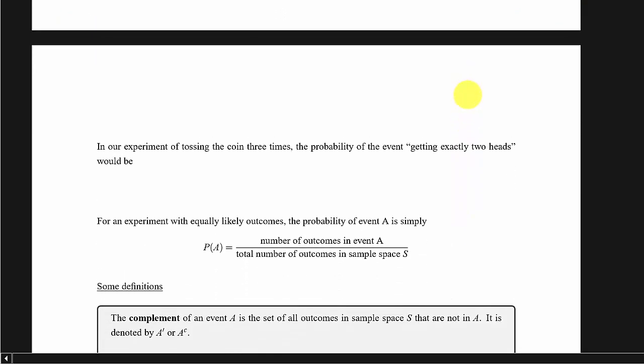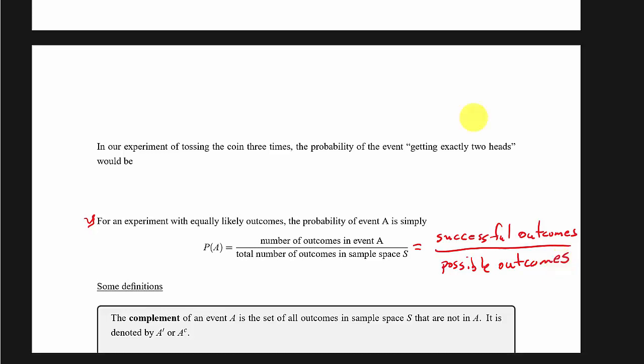The probability, and before we find it, let's look at this statement right here. For an experiment with equally likely outcomes, the probability of event A is just the number of outcomes in event A divided by the total number of outcomes in sample space S. Another way to look at it is successful outcomes over possible outcomes. Okay, that's probability. It's the number of successful outcomes divided by the number of possible outcomes.